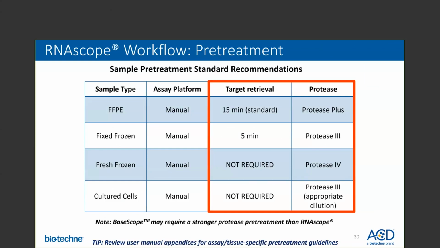For fixed frozen, we recommend 5 minutes of target retrieval and a stronger protease, Protease 3, is used. However, for fresh frozen samples, target retrieval is not required, and hence the strongest protease, Protease 4, is used. Lastly, for culture cells, again, no target retrieval is required, and a dilution of Protease 3 is recommended. Please note that BaseScope assays may require a stronger protease pretreatment than RNAscope.